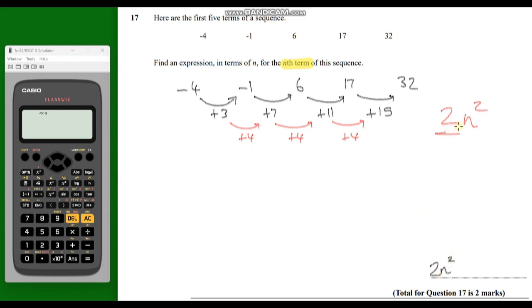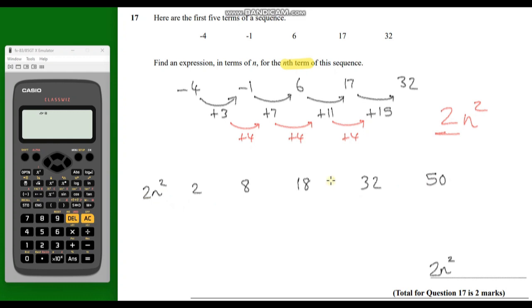So now we've got our quadratic part, we need to write down what the 2n squared sequence is. So let's write that down here. So the first term in our sequence will be 1 squared, which is 1 times 2. That's 2. Our second term, 2 squared is 4. 4 times 2 is 8. 3 squared is 9. 9 times 2 is 18. 4 squared is 16. 16 times 2 is 32. And 5 squared is 25. 25 times 2 is 50. So this is our 2n squared sequence.